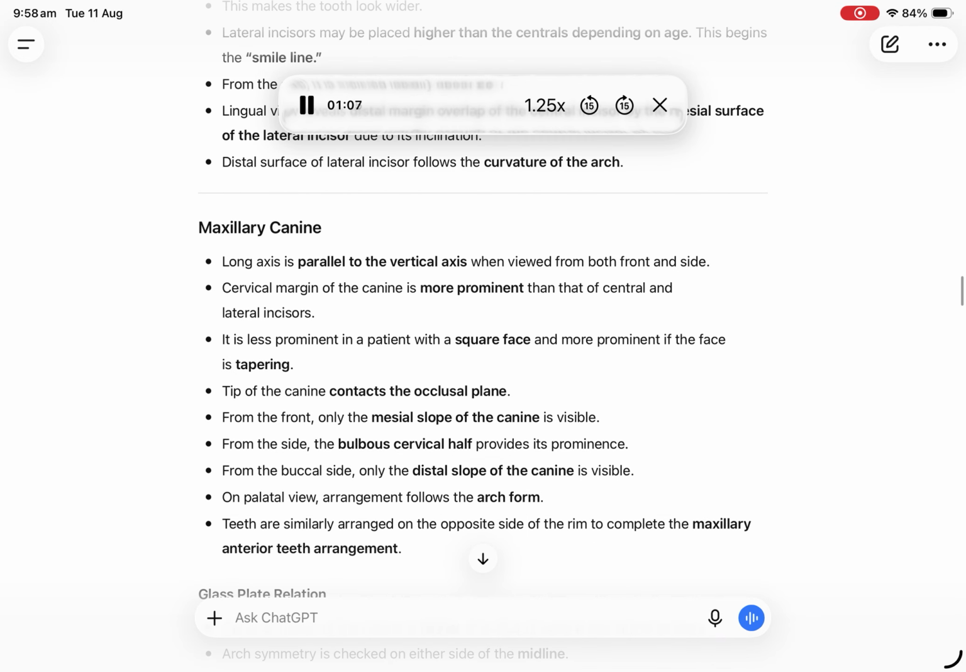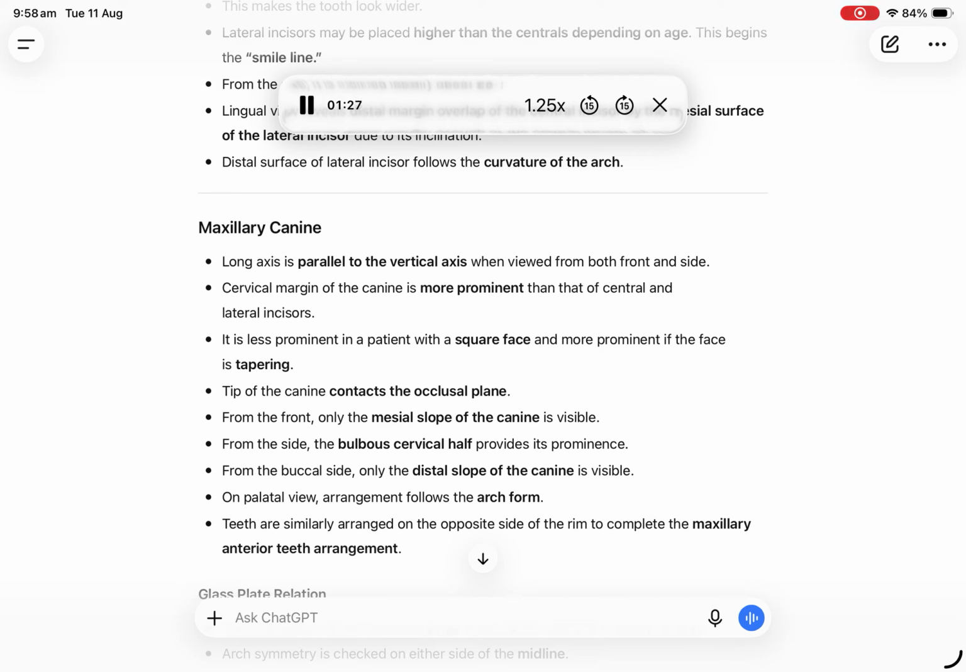Maxillary canine. The long axis is parallel to the vertical axis when viewed from both front and side. The cervical margin of the canine is more prominent than that of the central and lateral incisors. It is less prominent in a patient with a square face and more prominent if the face is tapering. The tip of the canine contacts the occlusal plane.